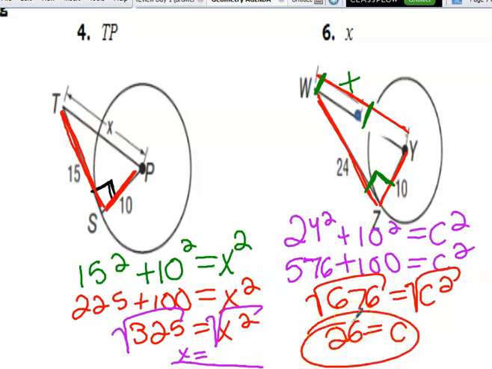Okay, so if the whole thing equals 26, and I only want to find a part of it, so this is 10, because this is a radius and this is a radius, they are congruent because they're part of the same circle. So what is 26 minus 10? Well, that would be 16. So the outside section is 16 for number 6.